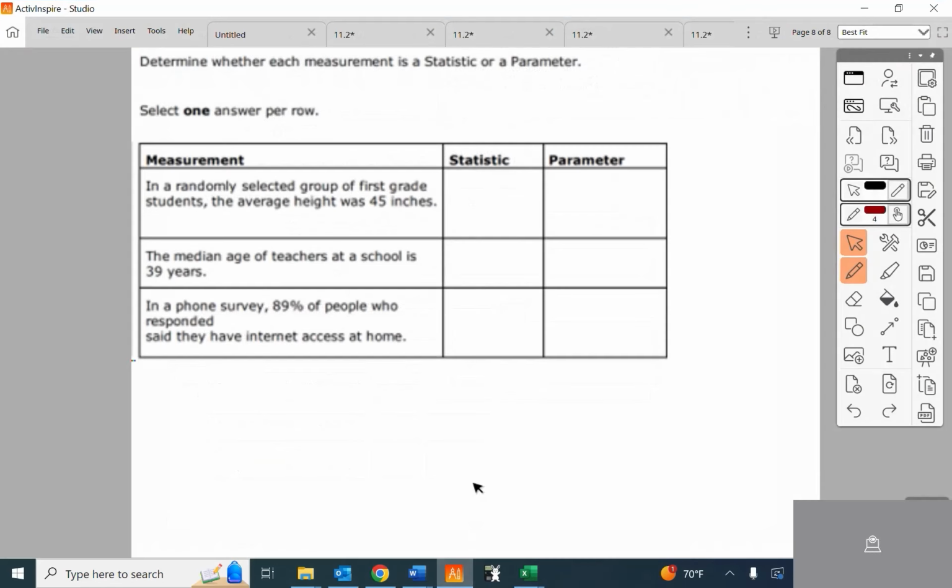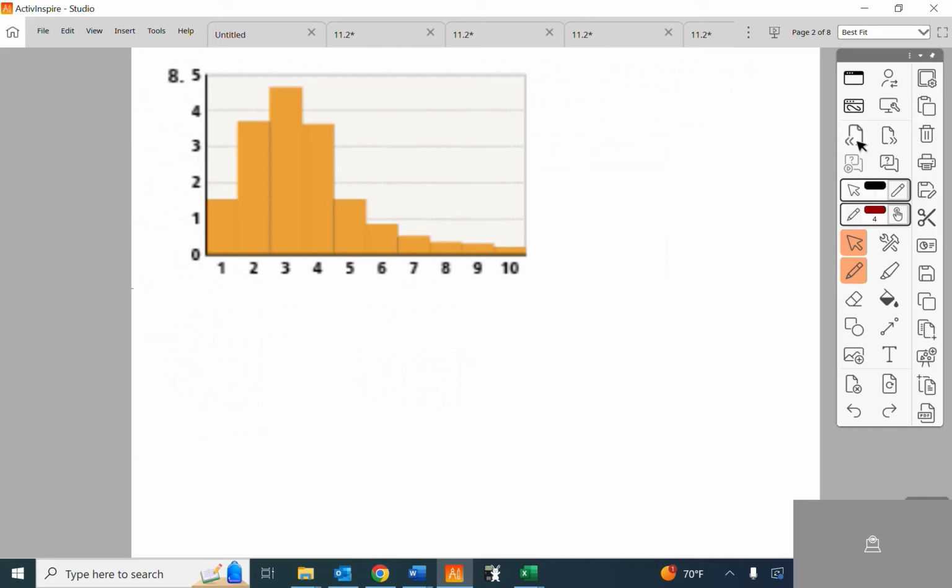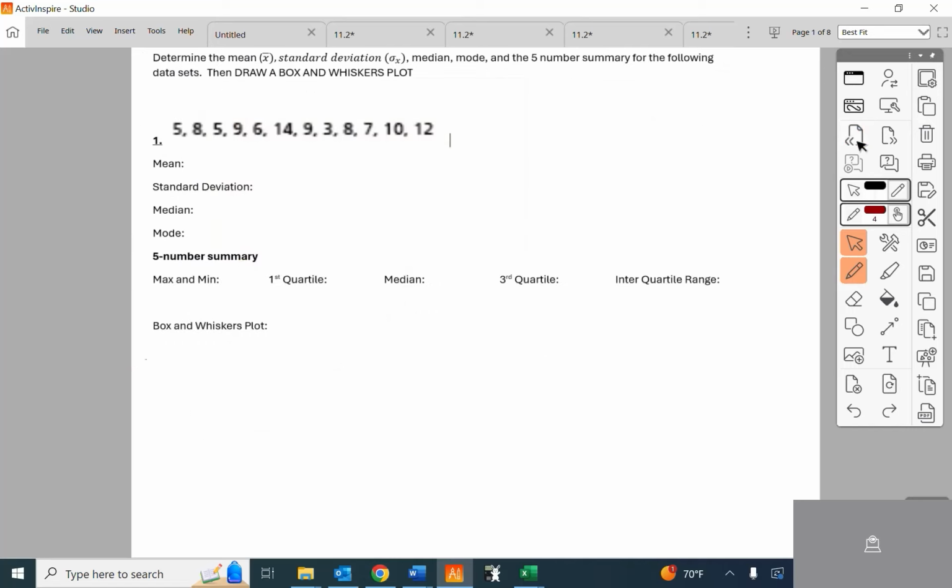So I've got a few minutes here before tutoring starts. Maybe I can get through the box and whiskers plot on the first example here. Let's determine the mean, standard deviation, median, mode, and a 5-number summary for the following data sets. Then draw a box and whisker plot.